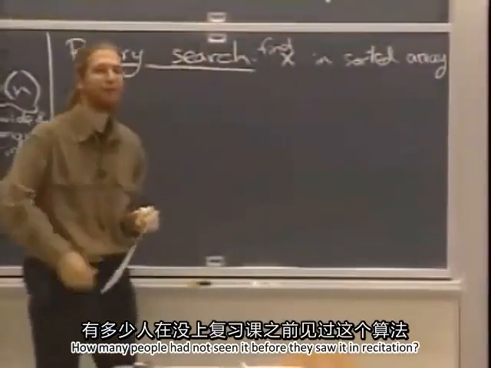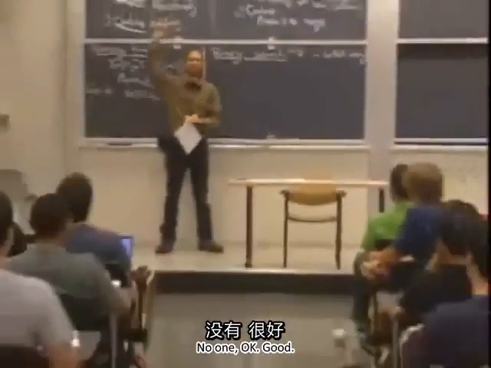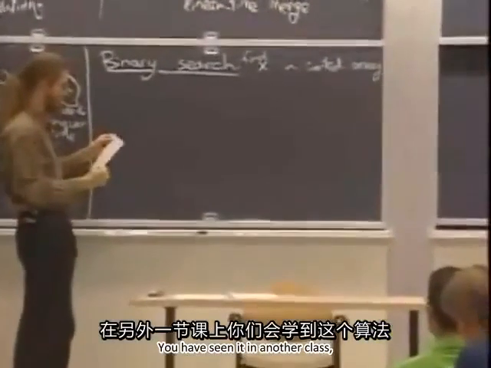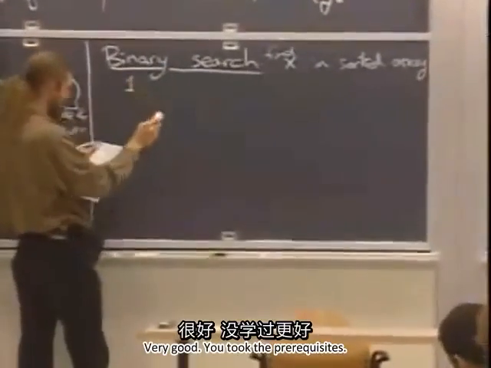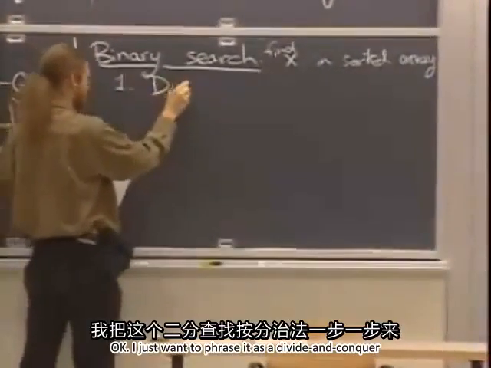How many people had not seen it before they saw it in recitation? No one. Okay, good. You just see it in another class. Probably 6001 or something. Very good. You took the prerequisites. Okay.